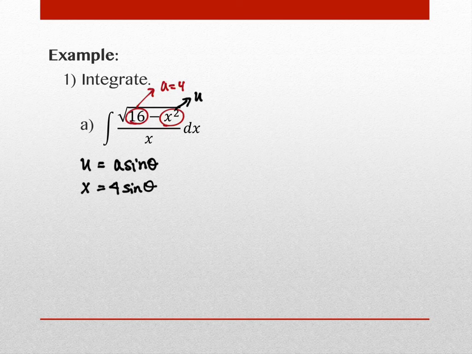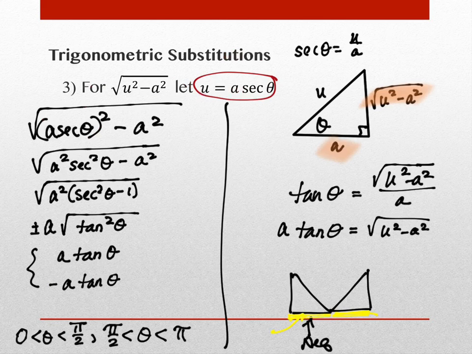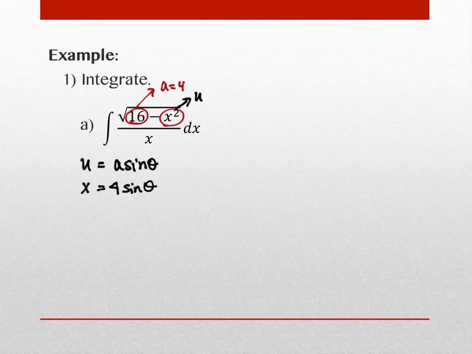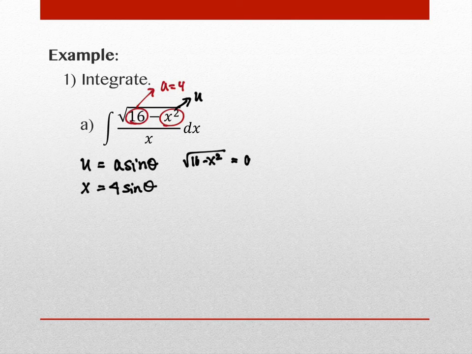Okay, so that's a valuable piece of information. The second valuable piece of information from this slide right here was where we ended up. In particular, we did a lot of work to get that radical to be replaced by something that wasn't in radical form but in trig form, correct? And what we ended up with was a cosine theta. So over here, the square root of 16 minus x squared is going to get replaced by a cosine theta. But what is a?